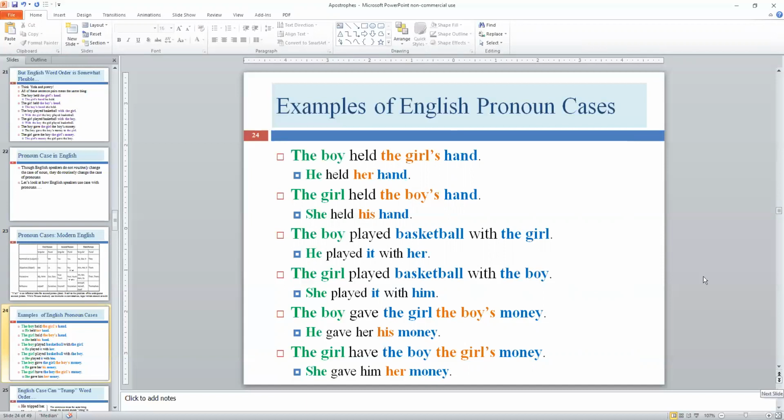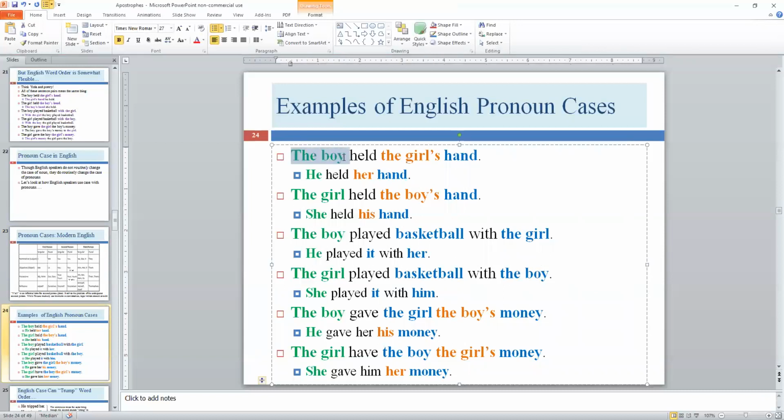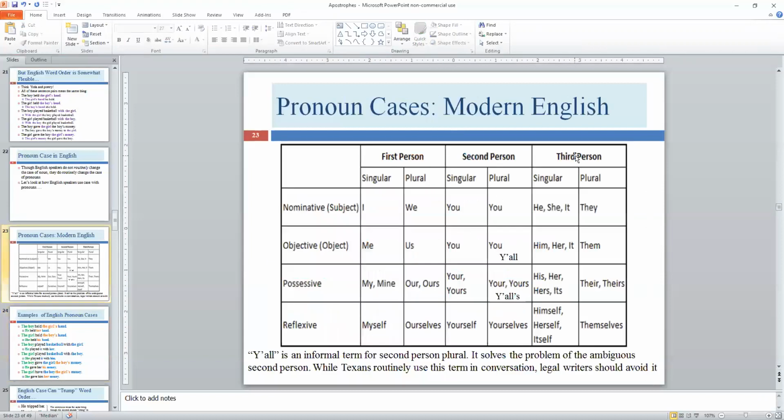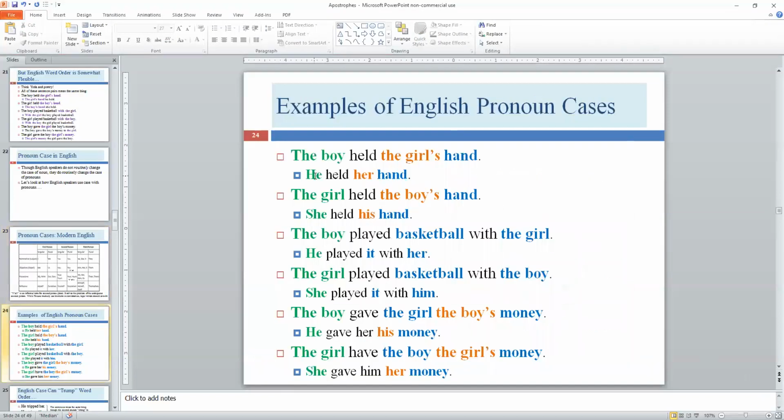Let's look at some examples. We have the boy held the girl's hand, but let's say we wanted to use pronouns. Well, the boy is the subject, right? We're using green for subject. And so we want to replace the masculine singular noun. We're going to look it up here. We're going to look at third person, masculine subject, he. So we're going to replace the boy with he.